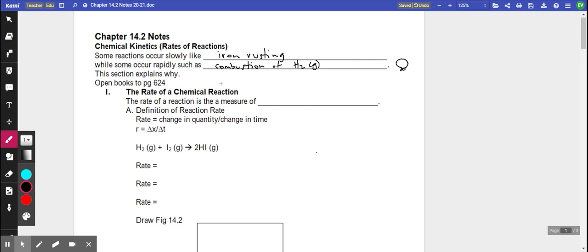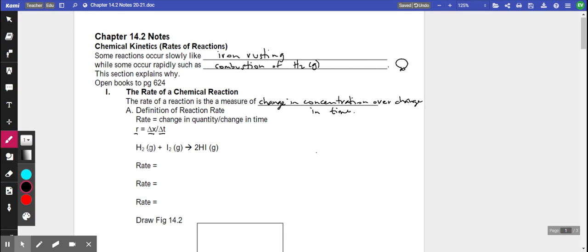The rate of a chemical reaction is a measure of the change in concentration over or per the change in time. So it's written out right here. R is the rate. Delta X is the change in concentration. Sometimes it's also written as delta C over delta T, and lowercase t is for time.